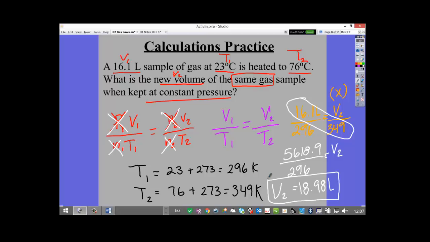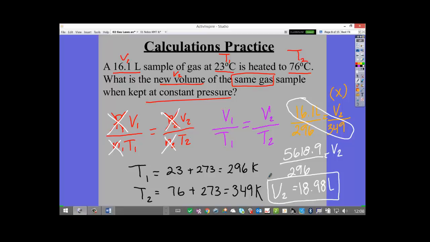If I'm dealing with all pressures, then I'm going to use Dalton's law. If I'm dealing with one value of each, I'm going to use ideal law, which is PV equals nRT. And if I'm dealing with multiple values of something, then I'm going to use the combined law, okay?